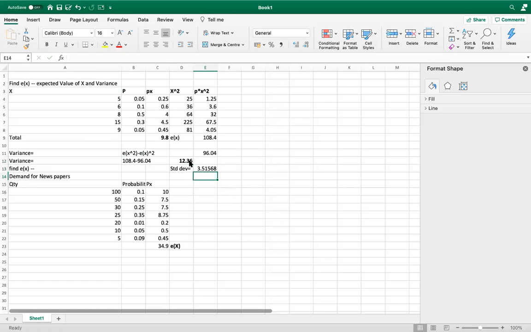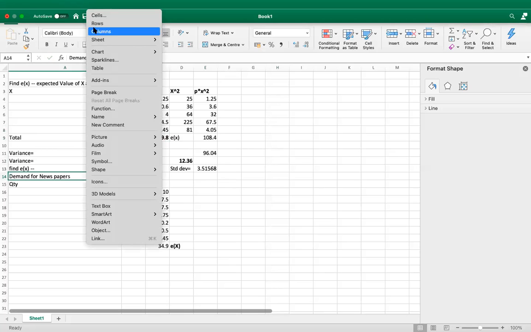मैम ये 96.04 कैसे आया? हाँ बेटा? 96.04 is this one into this one का square. 9.8 है ना, इसका square है equal to 9.8 into 9.8. Are you following? Yes, ma'am. Okay. So can we do the same thing for here also, for this also?